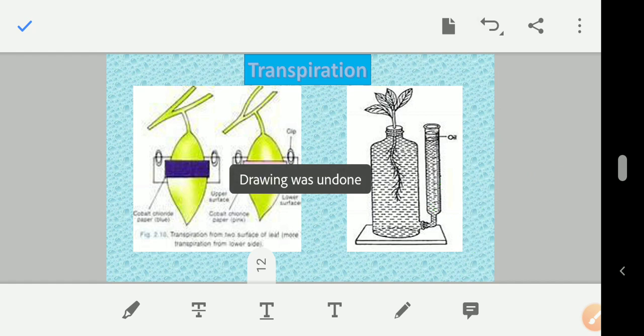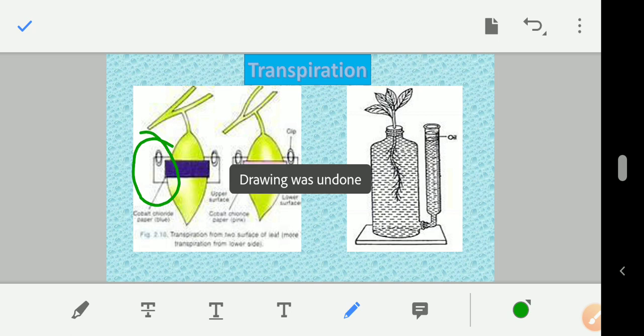Okay, why is this clip used, or why is this glass slide used? The glass slide is used to hold the dry cobalt chloride paper. Otherwise, moisture from the surrounding can enter and interrupt your practical. You are not aware whether the color change is because of the transpiration or because of the water supply from the outside.